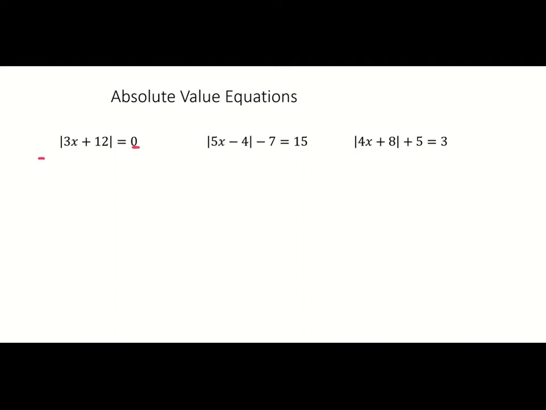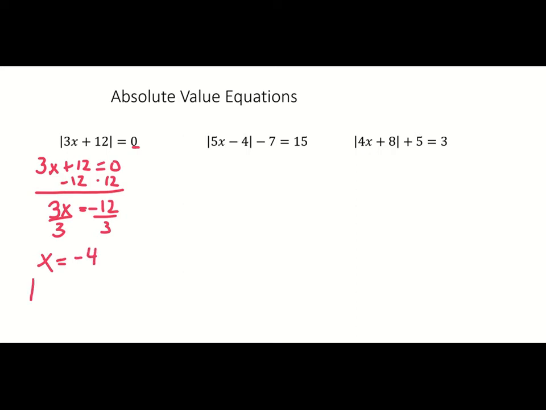And that equation would be our 3x plus 12 is equal to 0, since there's no negative. And we'll go ahead and solve it by subtracting 12 on both sides. So I end up with 3x equals negative 12, divide by 3. So we get x equals negative 4. And then we are going to go back and just check it.